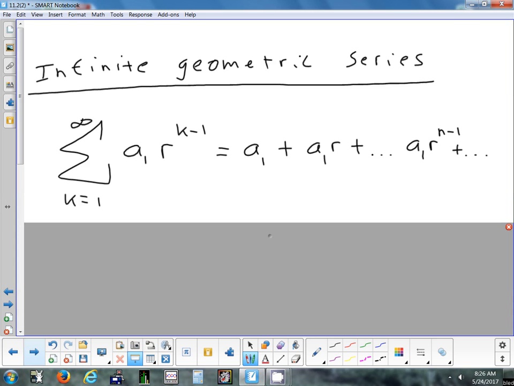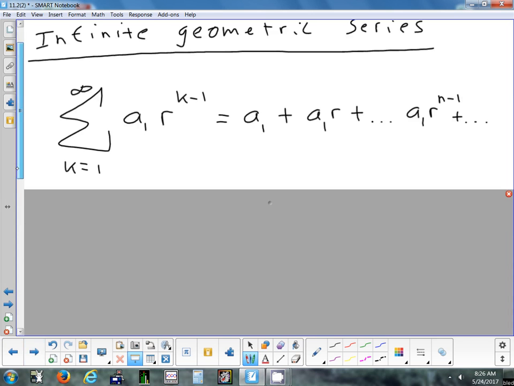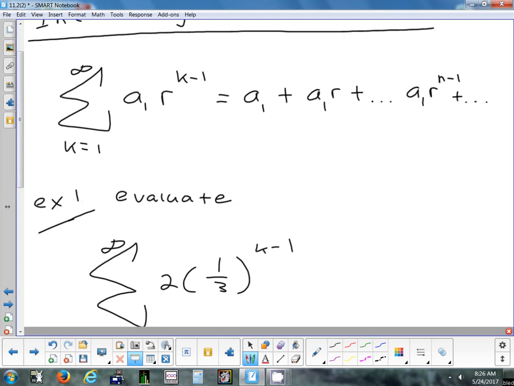I'm writing down what we're doing. We're taking a geometric sequence, that's the formula, and we're finding the sum of it. So we're basically doing what's on the right-hand side. Let's try it for this one.